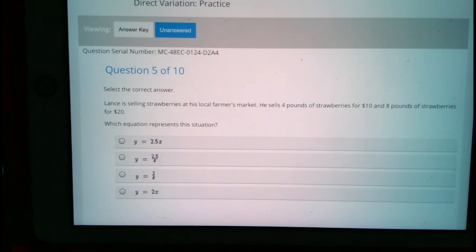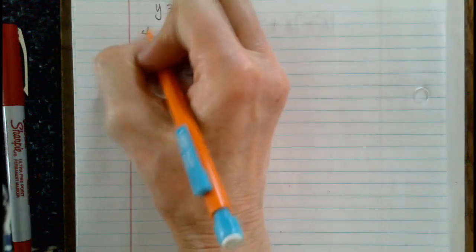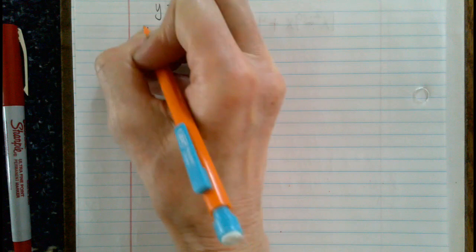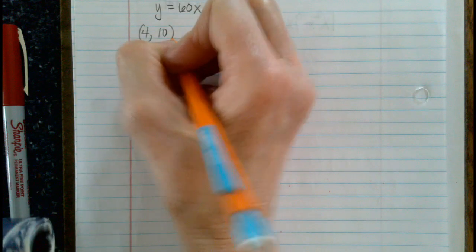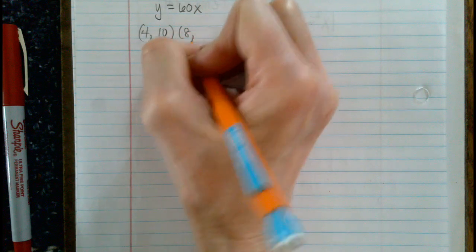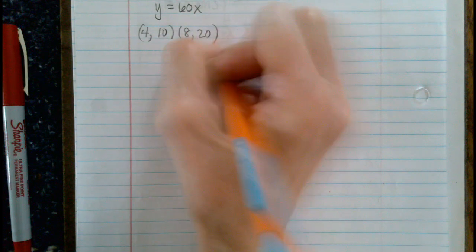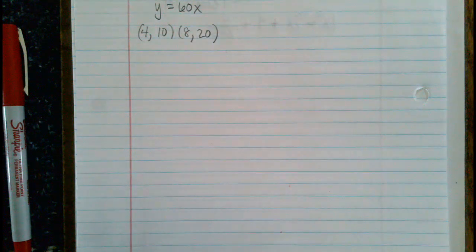Lance is selling strawberries at his local farmer's market. He sells 4 pounds of strawberries for $10 and 8 pounds of strawberries for $20, and it says which equation represents the situation. So again, if we go back here to our paper, it says 4 pounds of strawberries for $10 and 8 pounds of strawberries for $20. And what we want to do is write the equation that represents the situation.